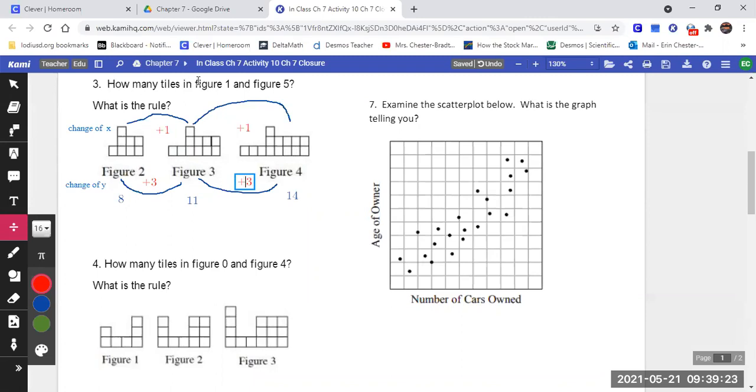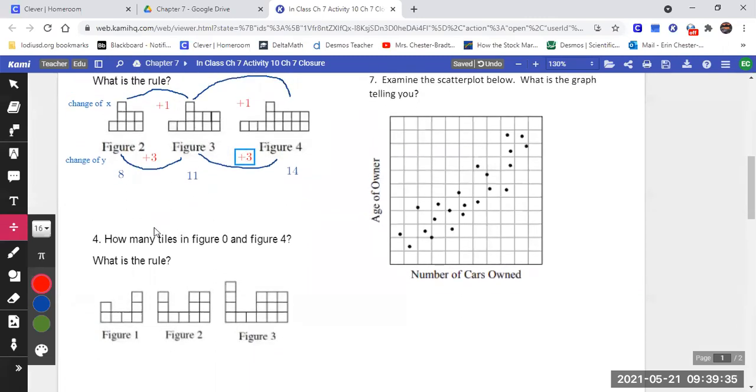First, it says how many tiles are in figures one and five, and then what is the rule? And I find that that's backwards. You really should find the rule and then use it to find one and five. Okay. So what pieces do we need for the rule? What's our format for the rule look like?